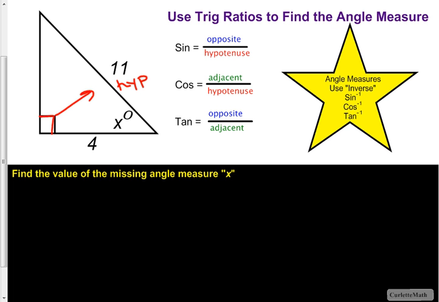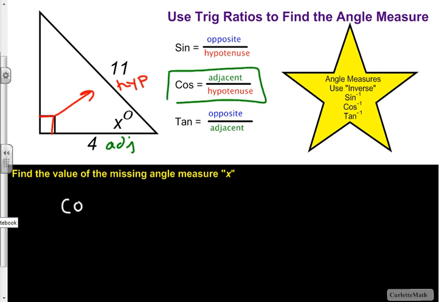Is the 4 adjacent next to the x, or is it opposite across from the x? Well, it's adjacent, it's next to it. So we have our adjacent and hypotenuse, so that's going to be our cosine function. So our cosine of x degrees, our ratio there is 4 divided by 11.